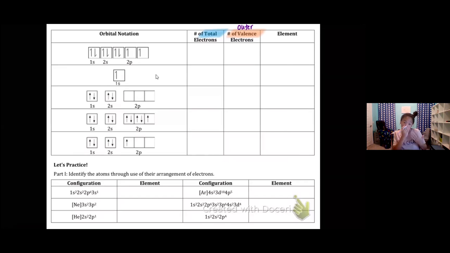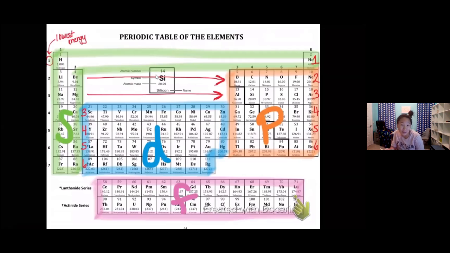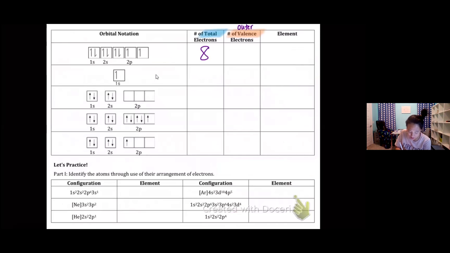So there are several ways to go about this. Now we're sort of working backwards. So let's count how many arrows are in the first example. You have 2, 4, 6, 7, 8. You have 8 total electrons. If you have 8 total electrons, then according to the periodic table, which element are we talking about? 8 total electrons must be oxygen, right? So you write oxygen here. You can write O for oxygen, or you could write it out. So this is oxygen.